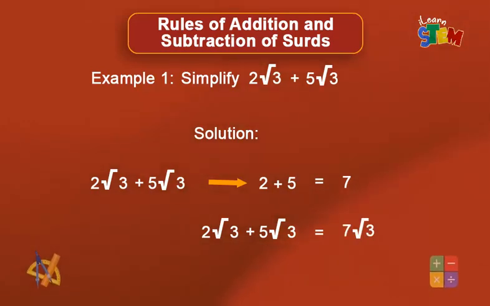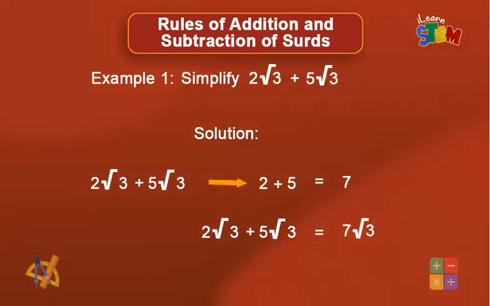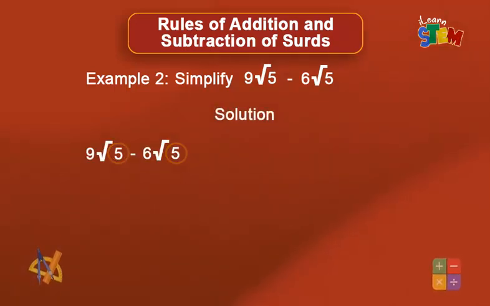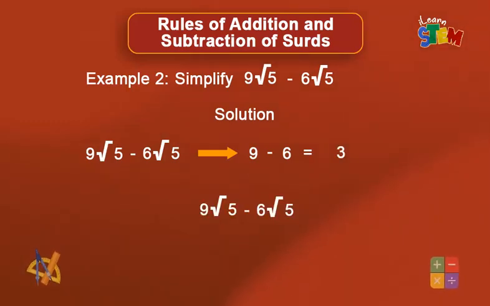Let's take another example. Example 2, simplify 9 root 5 minus 6 root 5. Solution. First, we notice that the numbers under the roots are like surds. Next, we subtract 6 from 9. 9 minus 6 will give us 3. Therefore, 9 root 5 minus 6 root 5 is equal to 3 root 5.